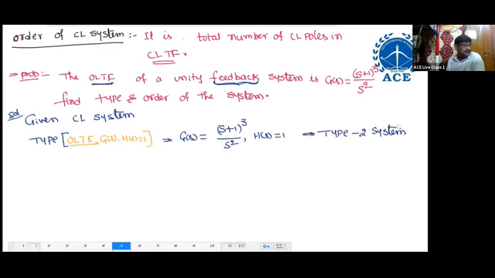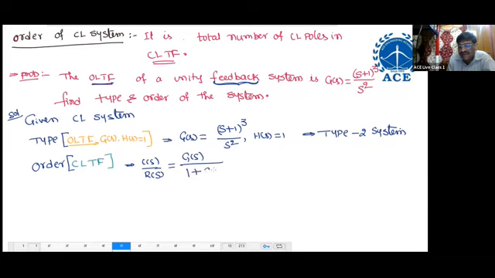Next, find the order. What is the order? For order, what is required? Closed loop transfer function is required. So find the closed loop transfer function: C of S by R of S equals G of S by 1 plus G of S. Now tell, what is the closed loop transfer function? S plus 1 whole cube by S square.